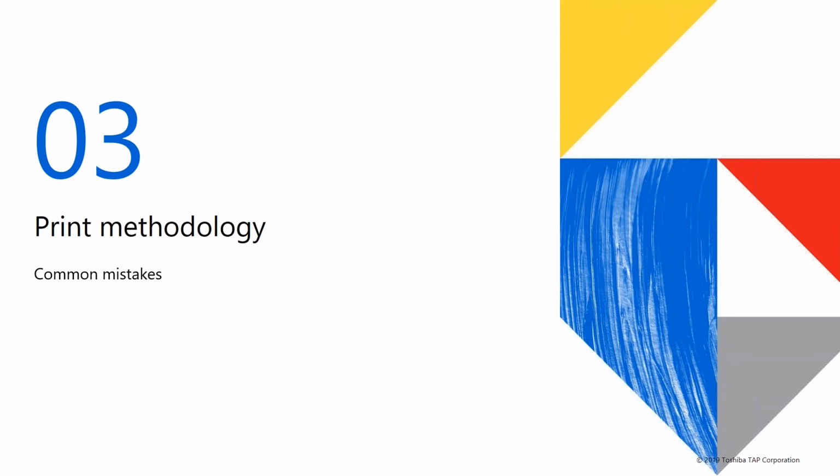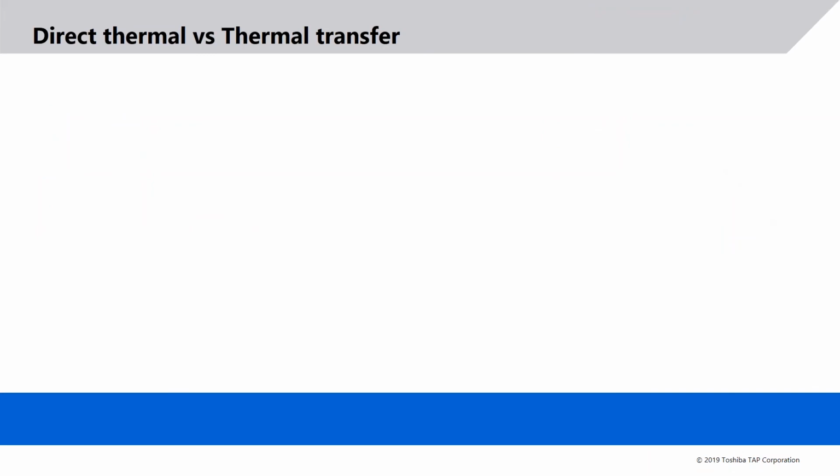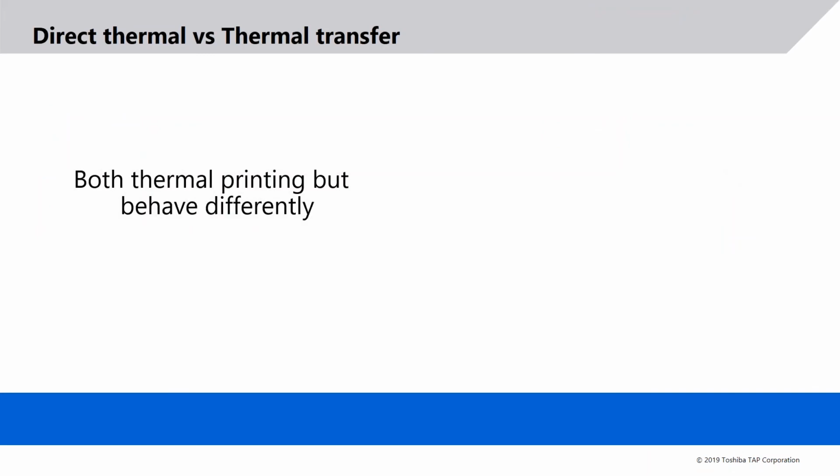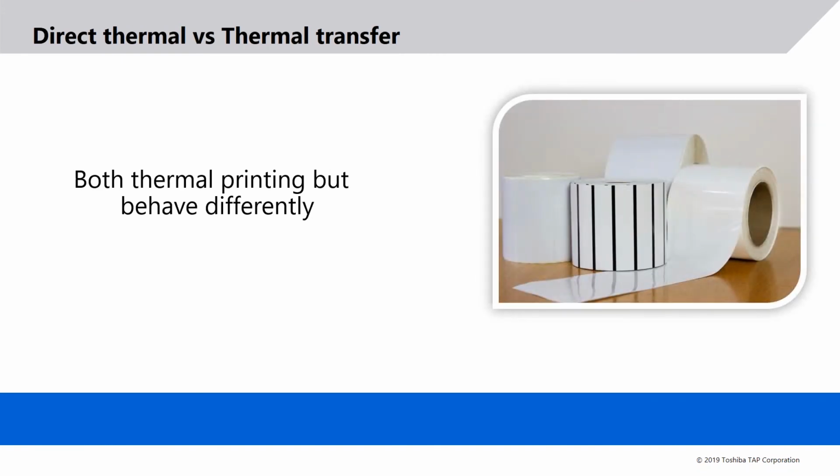Okay, so I've mentioned a couple of times now about ribbons and direct thermal, and that there can be common mistakes between these different types of print technologies. Before we look at that, it's important to understand the difference between direct thermal and thermal transfer, and which one your business needs or may be currently using. Both thermal transfer and direct thermal are thermal printing methods, but they behave differently in the way that they print and also in the consumable requirements that they have.